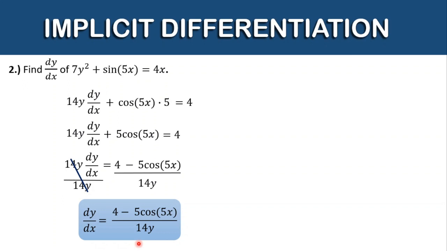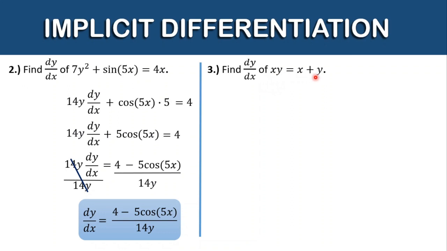For our third example, find dy over dx of xy is equal to x plus y. So as you can see here on our left side, this is a product of 2, x and y. At this point, we will use the product rule, which is u v prime plus v u prime. So let's identify first the u, u prime, v, and v prime.